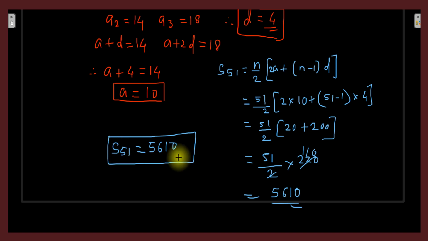So friends, this is the last important step. Highlight this. So here you have got A is equal to 10. The first step is correct. D is equal to 4. The second step is correct. And here S51, that is equal to 5610. Third step is correct. And so here for these 3 steps you will get marks. And therefore you have to highlight all these 3 steps.